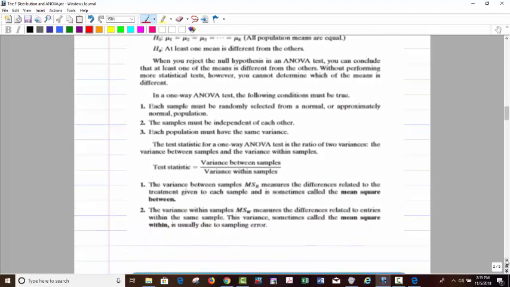So here are the basic criteria, the conditions you have to follow. And it's not going to be any issue because we're always going to follow these conditions. Each sample is selected from a normal or approximately normal population. The samples are independent of each other, so one group's not influencing the other. Each population must have the same variance.